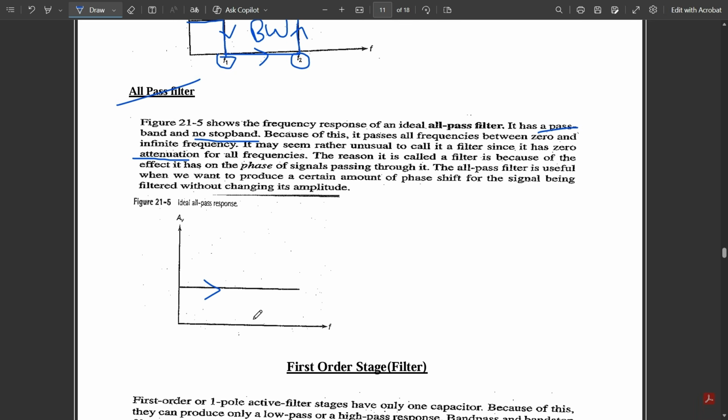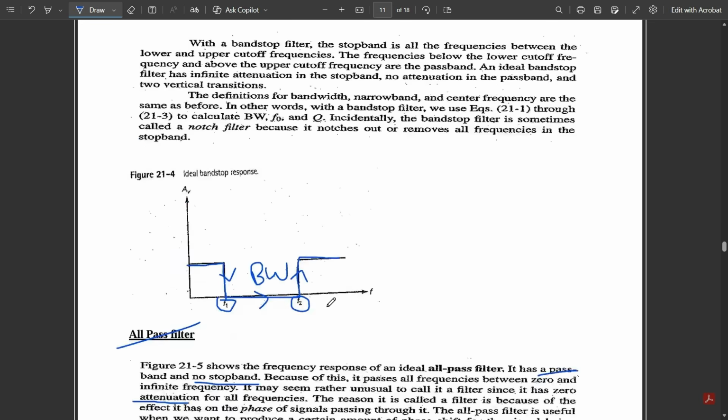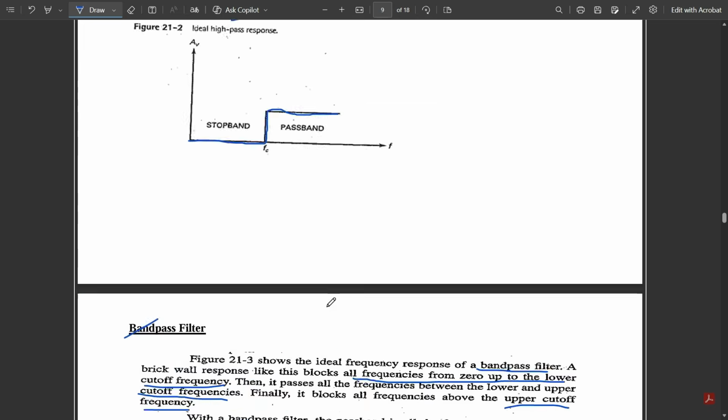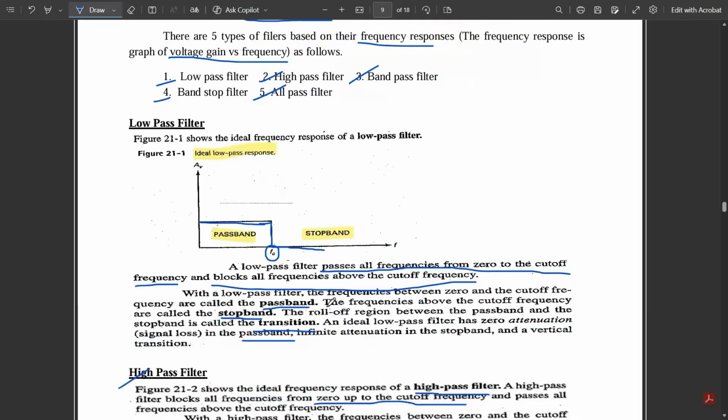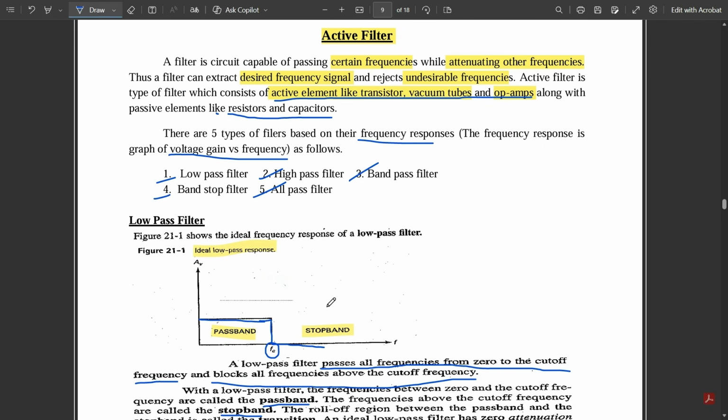So this is all about the all pass filter, and like this the active filters are categorized into five kinds, and all of them we have discussed in this video. Hope you understood this, guys. Please watch this till the end. In the next video we would be seeing some important first order filters.